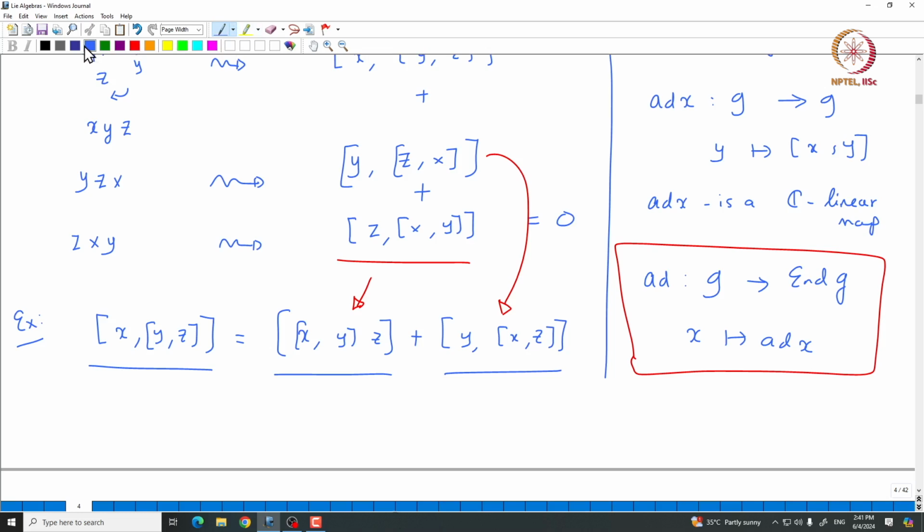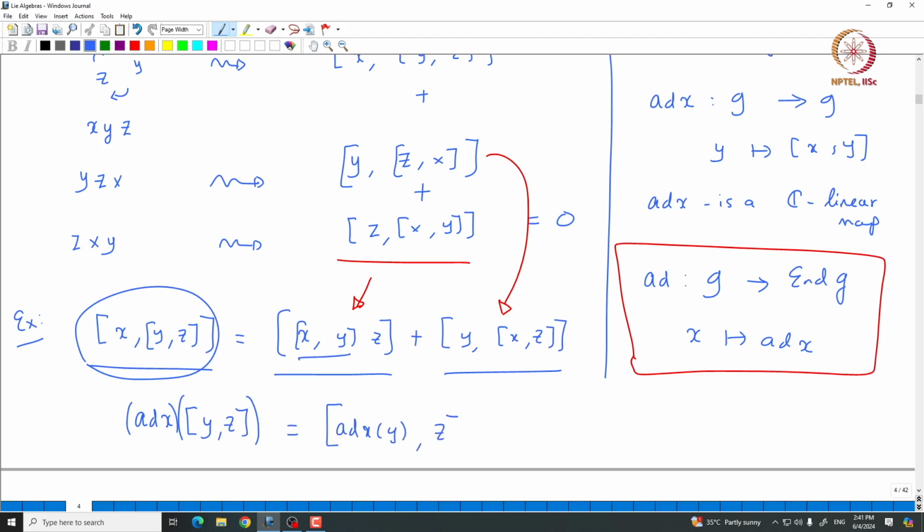Now, how can one rewrite this for the ad x maps? If we think about it, all we are doing here is applying ad x on the bracket yz. So in particular, this is nothing but ad x of the bracket yz. So this is exactly equal to ad x of y, bracket z, plus the bracket y, ad x of z.